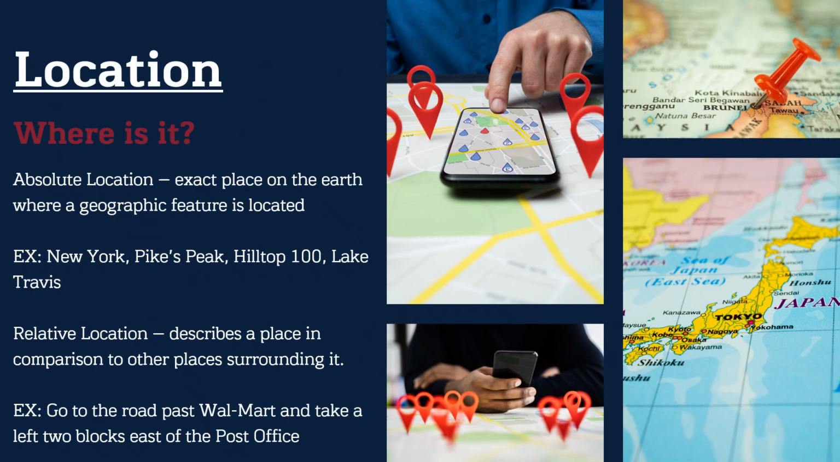The first is location. Where is it? Now, there are 2 types of location. There's absolute location, which is the exact place on Earth where that geographic feature is located, such as coordinates, or saying, oh, New York City, Pikes Peak, Hilltop number 100 if you're in a state park, Lake Travis. And then a relative location, which is to describe a place in comparison to the places surrounding it. You know, when your grandpa or grandma says, go down the road past Walmart and take the left 2 blocks after the post office. Okay, that is relative location.